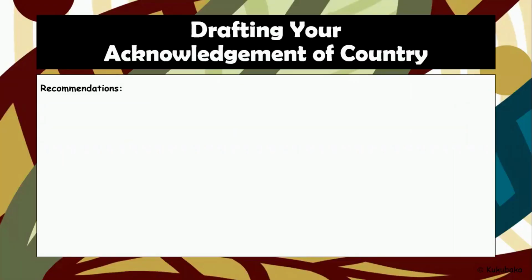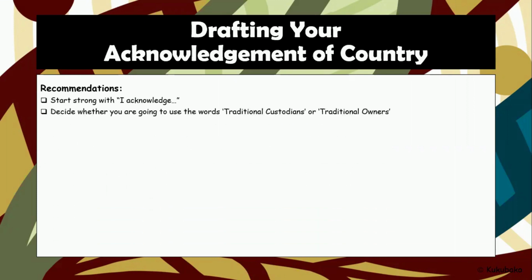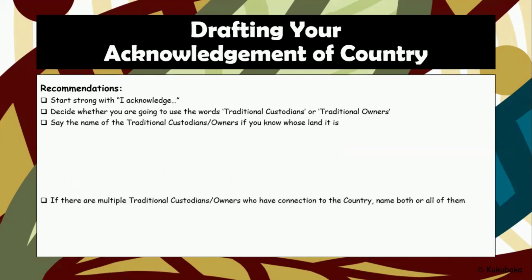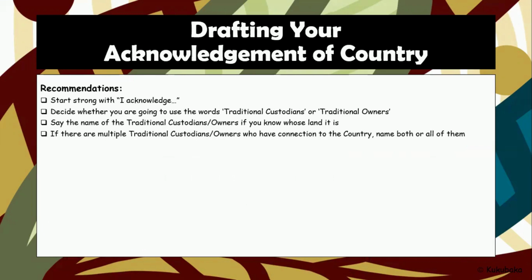I have some recommendations for drafting your acknowledgement of country. And these are some key points that we've already looked at. Start strong with I acknowledge. Decide whether you are going to use the words traditional custodians or traditional owners. Say the name of the traditional custodians or owners if you know whose land it is. If there are multiple traditional custodians or owners who have connection to the country, name both or all of them.